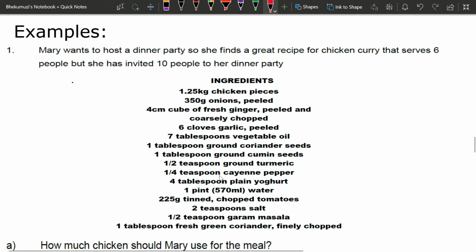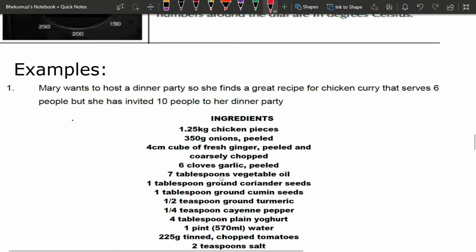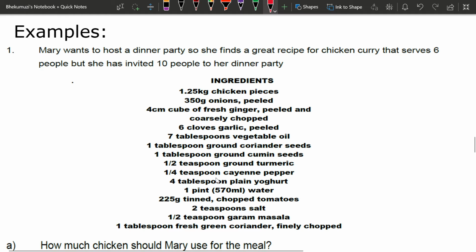So the first example is that Mary wants to host a dinner party, so she finds a great recipe for chicken curry that serves 6 people, but she has invited 10 people to her dinner party, right? It serves 6 people, but she invited 10. And these are the ingredients, a long list. I can see there's chicken, onions, ginger, garlic, vegetable oil, pepper, yogurt, water, teaspoons, and all these different types of ingredients, right?